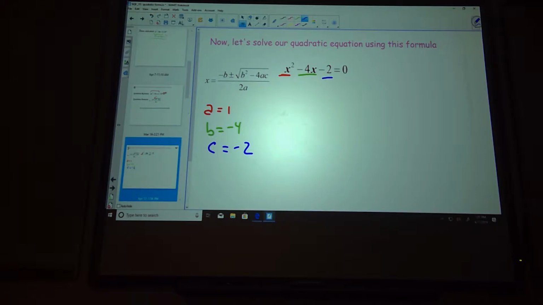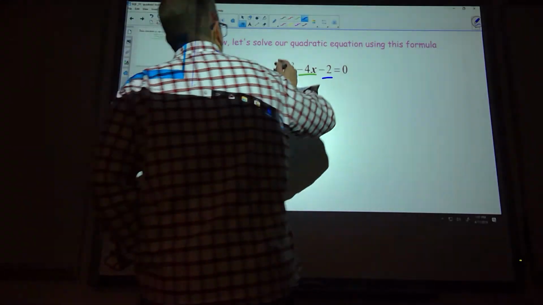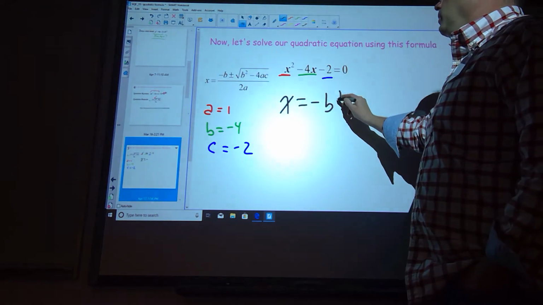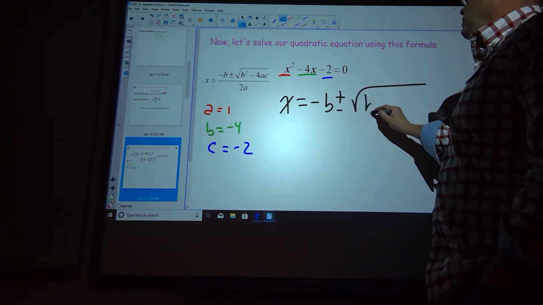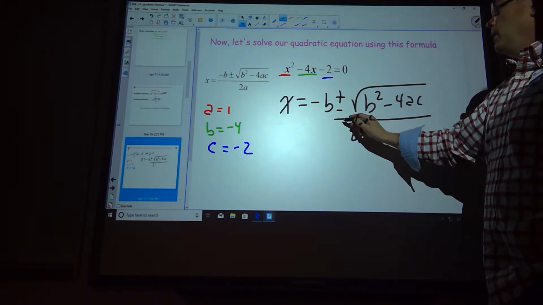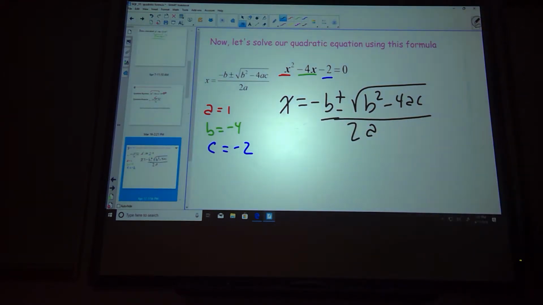Don't forget the sign preceding it. If it's a plus, don't worry about putting a plus with it. But if it is a negative, make sure you have the negative. So we have x is equal to negative b plus or minus the square root of b squared minus 4ac all over 2a. All right, so are there numbers in this formula right now?